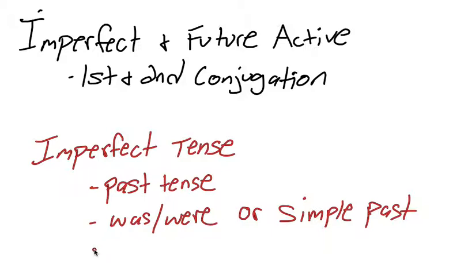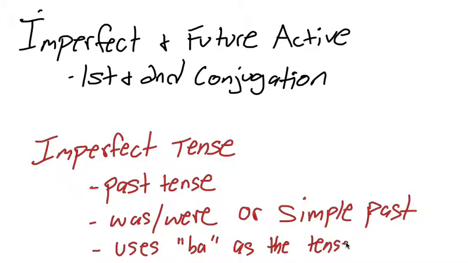And the imperfect tense uses the letters BA as the tense sign. Okay, so those are the basic things that we need to know about the imperfect tense. Now I'm going to set up a chart and we're going to actually conjugate an imperfect tense verb.